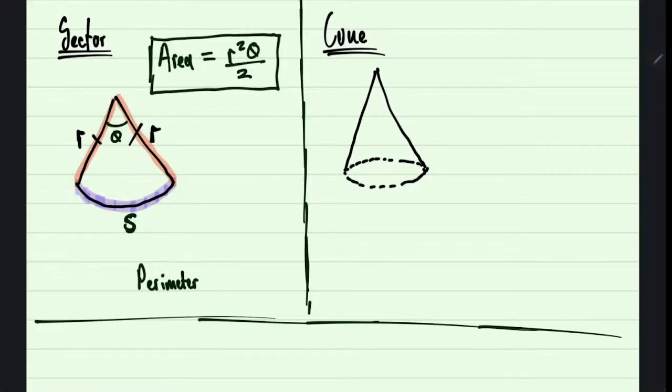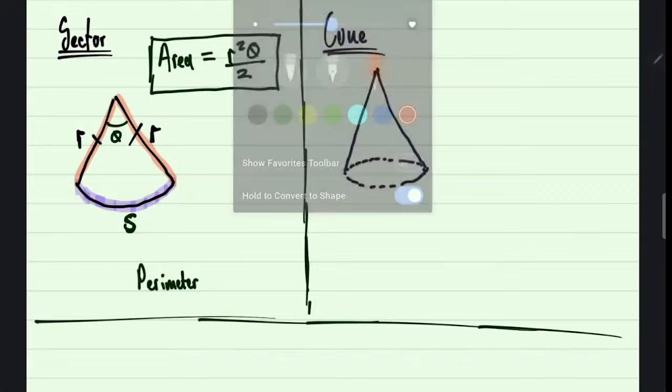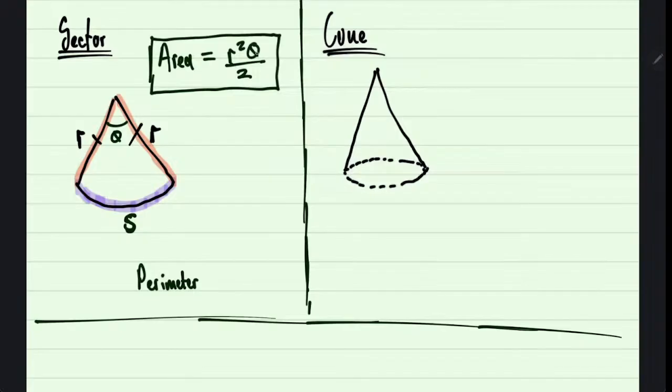And I want you to say here, okay, it is r squared theta over 2. And I want you to put here NB, and you say make sure theta is in radians. Make sure that theta is in radians. Area will be r squared theta divided by 2.